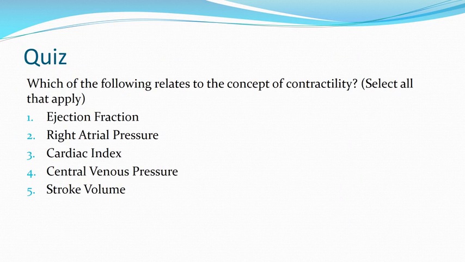So let's take a quick quiz. Which of the following relates to the concept of contractility? Select all that apply. Pause the slide and consider your answer. The correct answers are ejection fraction, cardiac index, and stroke volume. Remember, all of these hemodynamic values are measuring how hard the heart can squeeze by measuring how much blood is getting pumped out of the left ventricle.